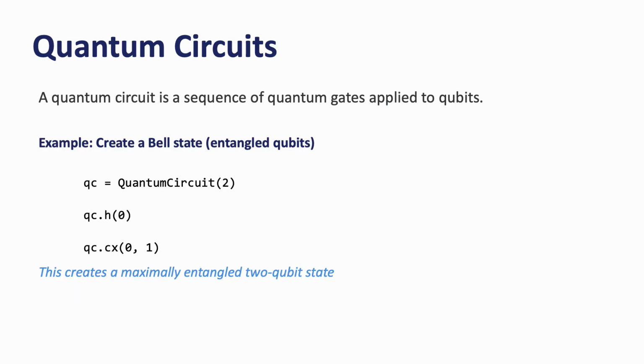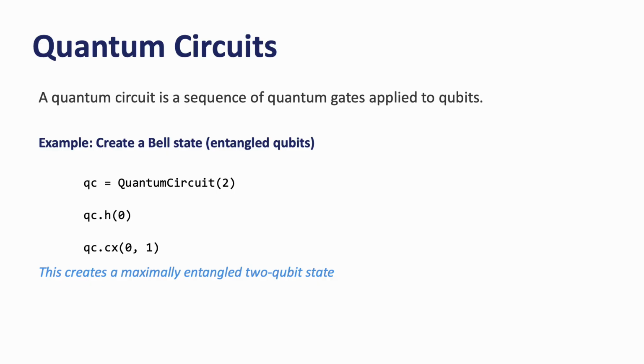A quantum circuit is essentially a sequence of quantum gates applied to qubits in a specific order. Think of it like a recipe. Each gate is an ingredient or a step, and the circuit is the complete recipe. The order matters because quantum operations can have different effects depending on what comes before them. You cannot just apply gates randomly and expect the same result.